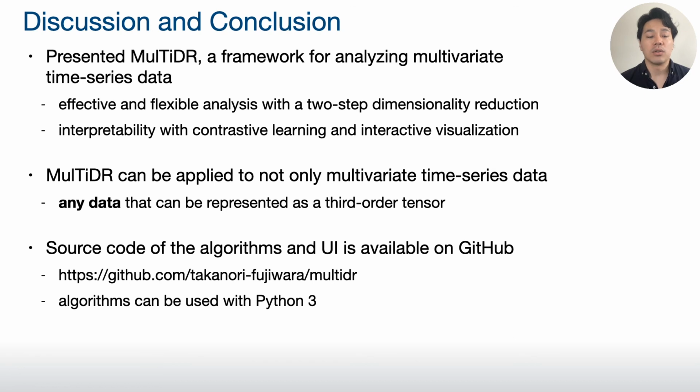Finally, I'd like to conclude my talk. This work presents a framework called MulTiDR, which has two functionalities derived from a two-step dimensionality reduction, contrastive learning, and interactive visualization. We use MulTiDR to analyze multivariate time series data. However, MulTiDR can analyze any data that can be represented as a third-order tensor.